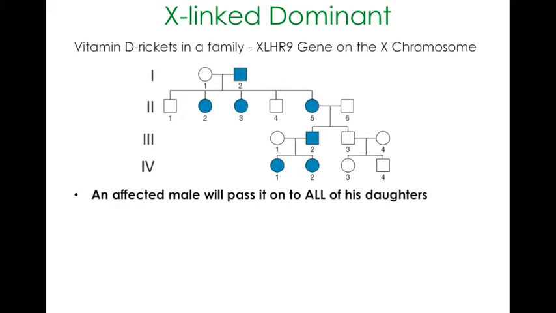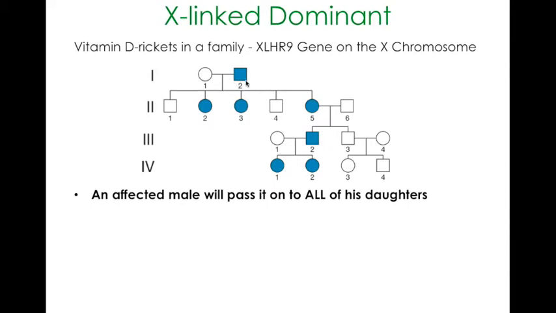Affected males will pass it to all of his daughters. Now, why would that be? Because remember, in an X-linked condition, males have an X chromosome and a Y chromosome, which means if a male has it, all of his daughters will receive his X chromosome. So if it's a dominant condition and he has the condition, his girls will definitely get it, because even if mom doesn't have it, the dominant allele will get passed on to the daughters, and they will definitely get it, right?